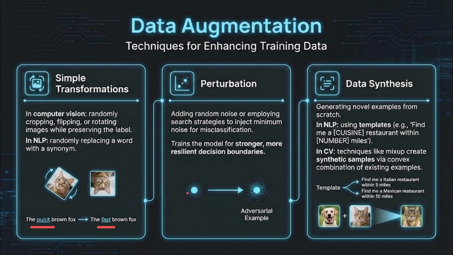Perturbation is like adding random noise to the existing example, like making an example blur, etc. If you inject some noise, it trains the model for stronger and more resilient decision boundaries.